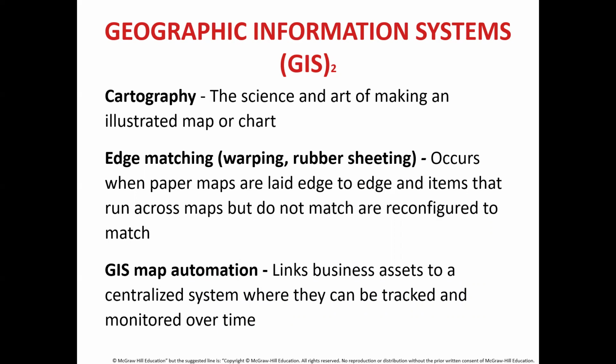Edge matching, or warping or rubber sheeting, occurs when paper maps are laid edge to edge and items that run across maps do not match and are reconfigured to match. Edge matching is a critical component of creating a GIS database because map misalignments could frequently occur for many reasons, including survey errors and cartographic errors. GIS map automation links business assets to a centralized system where they can be tracked and monitored over time.